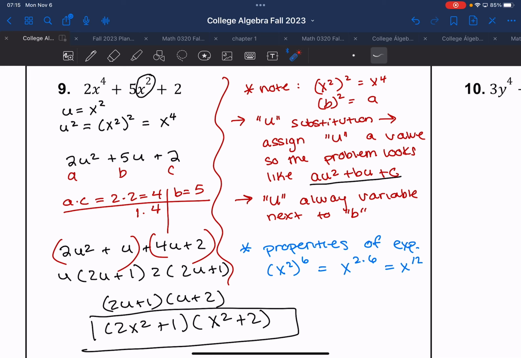Yes? You said it's x squared, but what if it was like to the third? Would it be like x cubed then? That's your final answer? Yes, whatever you assign your u value. But it's always going to be the b value? Always the b value. Correct. So if your variable next to b was x cubed, your answers would have x cubed. If your variable next to b was m to the 12th, then you would plug m to the 12th back in.